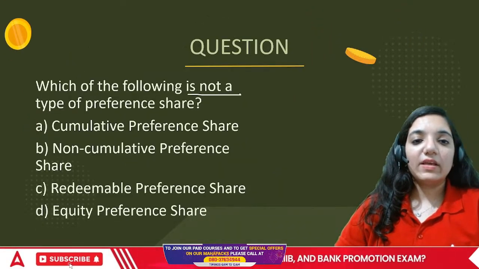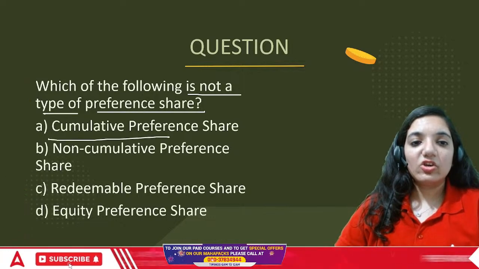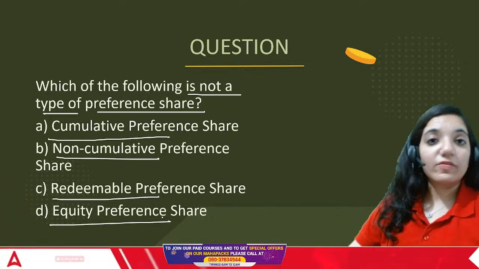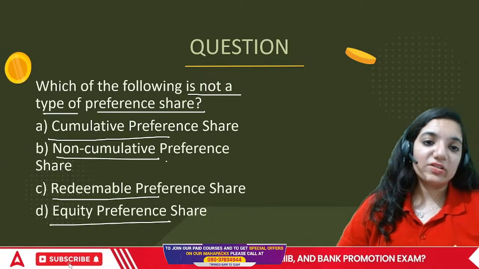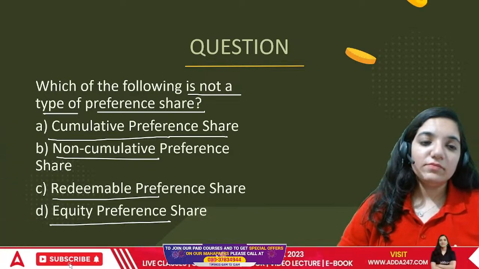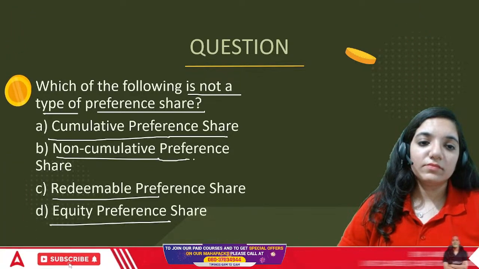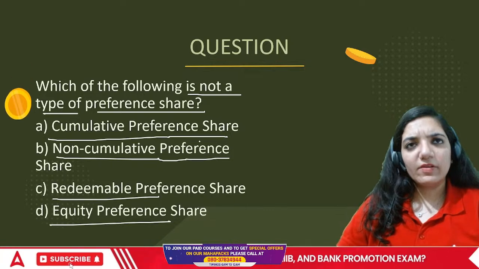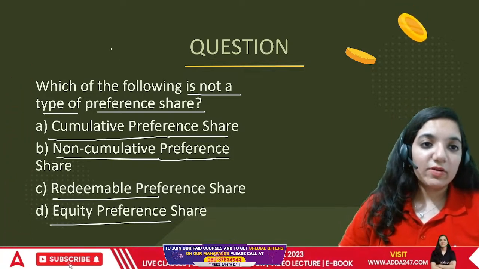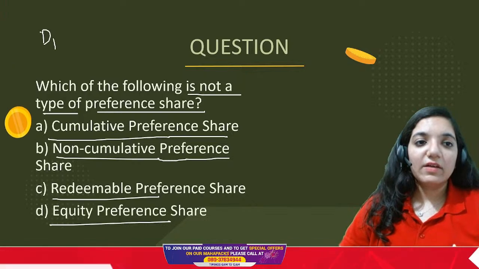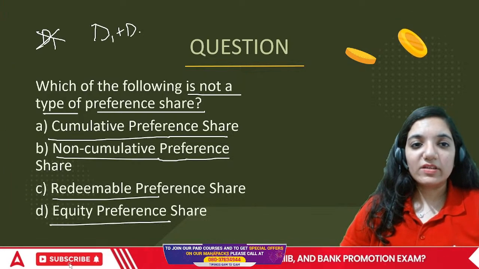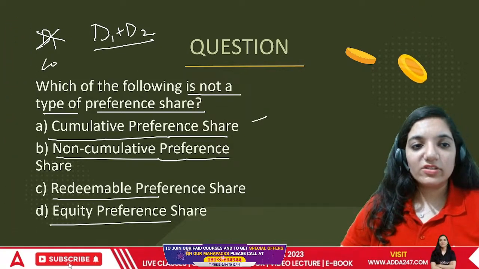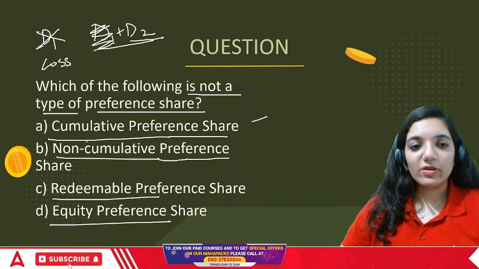Which of the following is not a type of preference shares? Cumulative preference shares, non-cumulative, redeemable, and equity. Cumulative preference shares means, as I told you, if I fail to pay the dividend for the first year, then in the next year I'll pay for D1 plus D2. That is cumulative. Non-cumulative means it doesn't get collected. If in one year there's a loss, then in the next year you will get dividend only for that particular year.